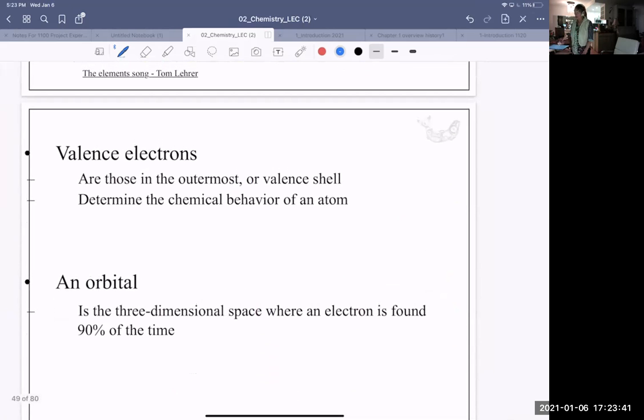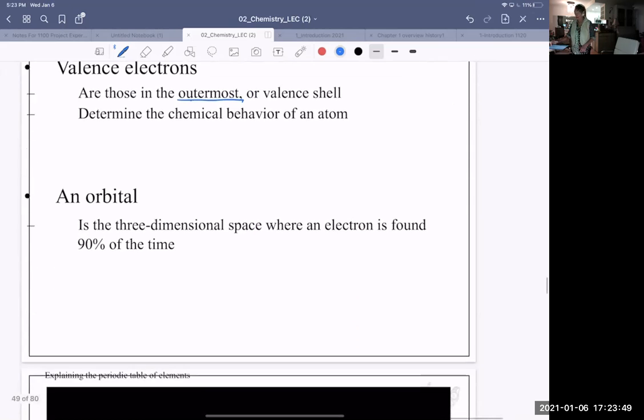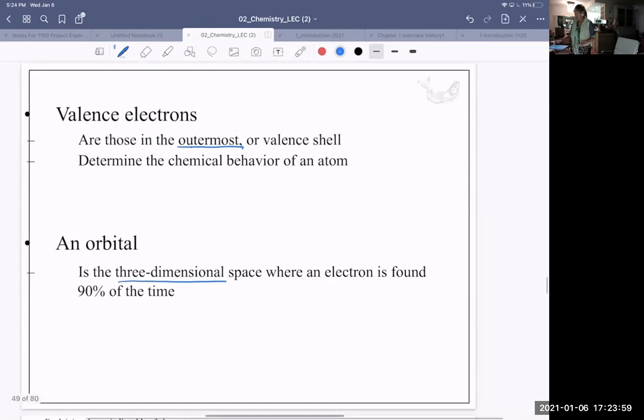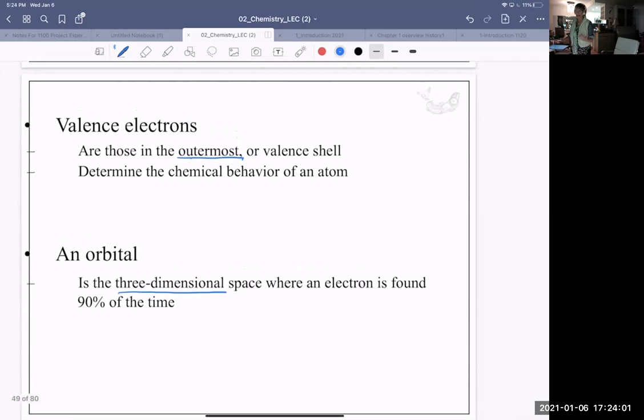So valence electrons are the outermost in the valence shell, and they determine the chemical behavior of an atom because they will interact with other electrons. An orbital is the 3-dimensional space where an electron is found 90% of the time. And there are, as far as I know, algorithms that can give you the probability of where that electron will be at any given time.